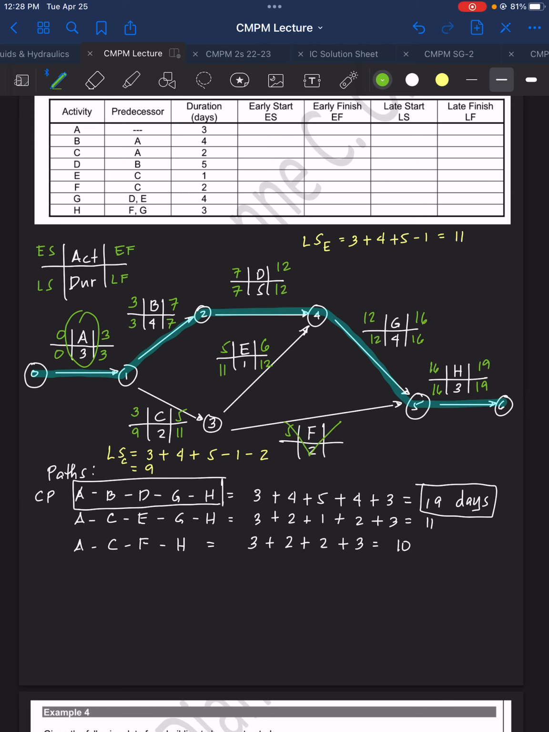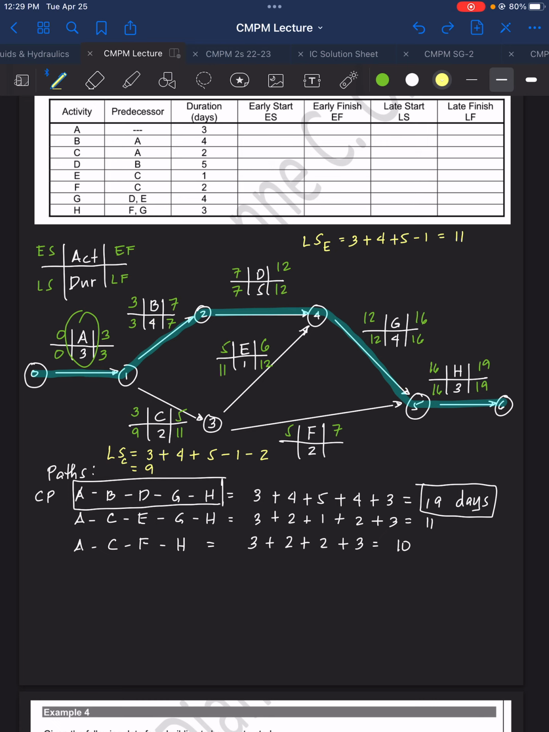So 5 plus 2, that is 7. Now how about the late start? So you see here for activity F, and looking at the critical path, we have a parallel activity here. The end part here is event 5, and its parallel here will be event 1 or node 1 to 5. So it's parallel for this portion of the critical path.